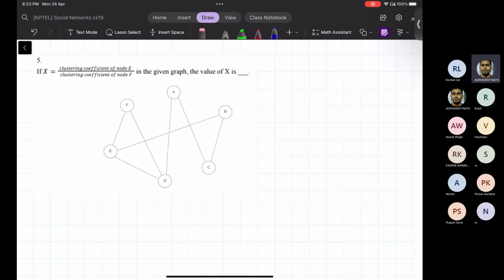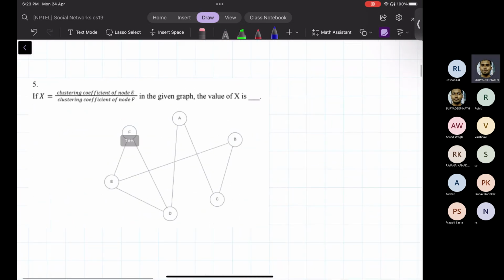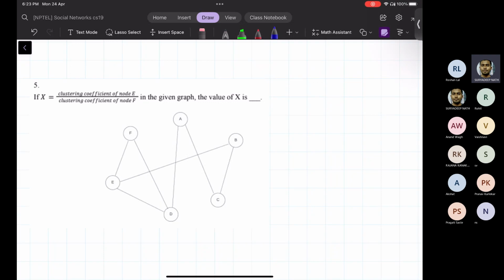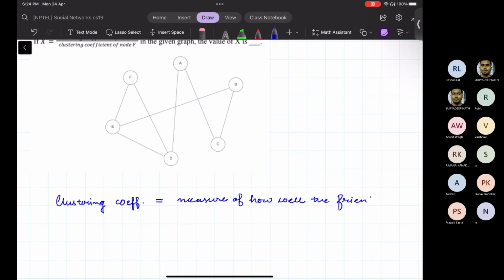Coming to the next question. Question 5. So here, if x equals the ratio of the clustering coefficient of node E to the clustering coefficient of node F, what is the value of x? So clustering coefficient is basically a measure of how well the friends of a node are connected.